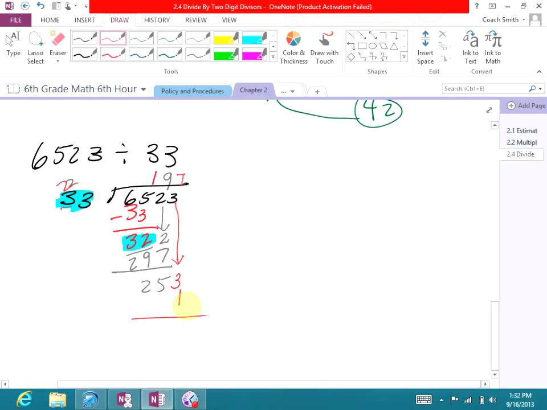3 times 7 is 21. It'd be 1. Carry my 2. That would be 231. I subtract those, I get 22. So 197, remainder 22.